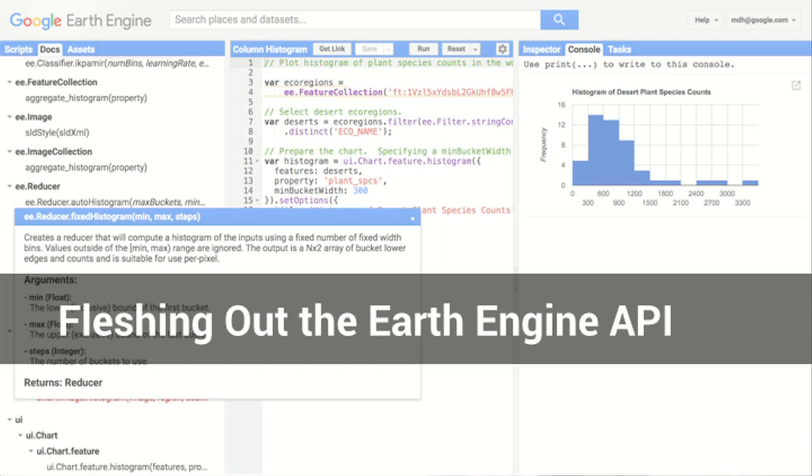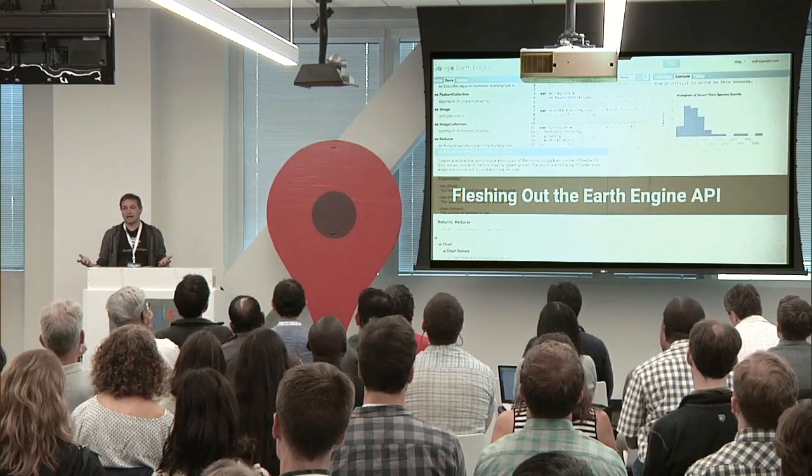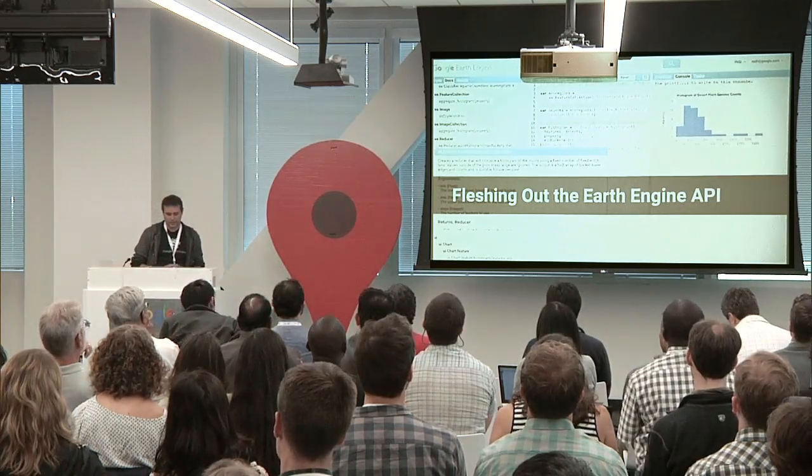For example, a year ago, you could apply reducers in lots of ways, but one thing you couldn't do was apply a reducer to a list of values. It just hadn't occurred to us that you might want to do that. It was easy to add once someone asked.